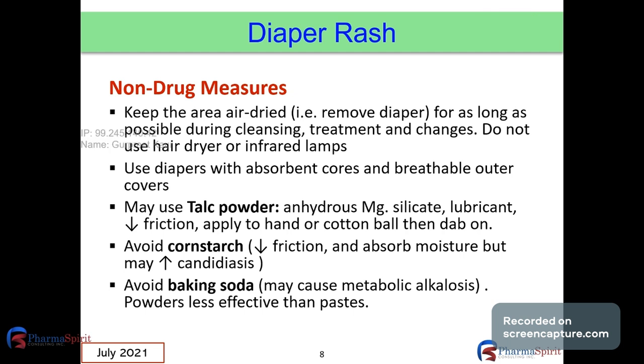Finally, we need to advise the mother to avoid baking soda, because baking soda, if it's applied to an area where the skin is not intact, it can cause metabolic alkalosis. And also, powders are generally less effective than paste. This is not only for baking soda, but this is in general for all the powders, and that's why the best thing we can use is usually zinc oxide paste.